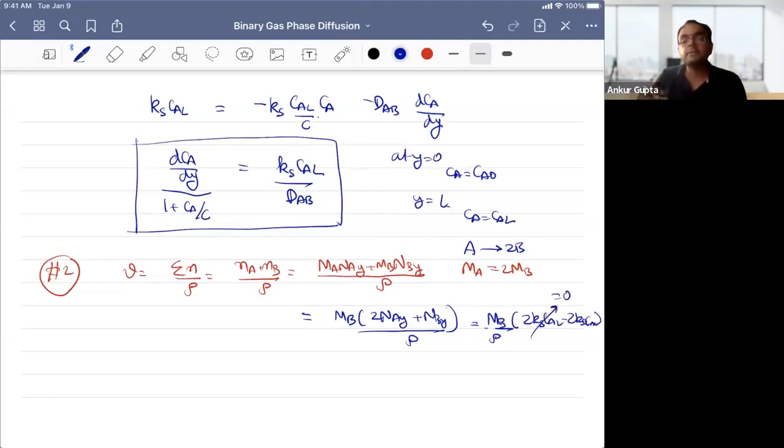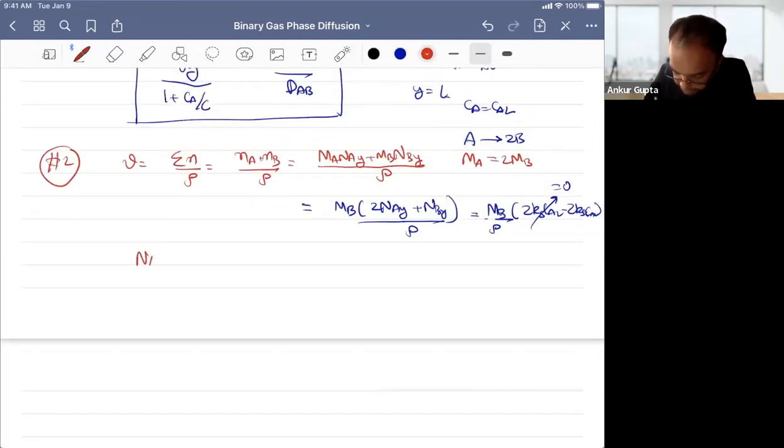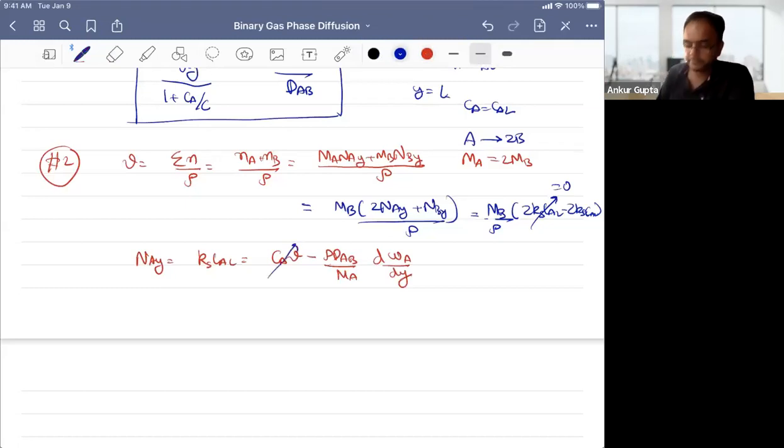So my mass average velocity is actually 0. So what does that mean for now our flux value? So we say, well, my N_A,y is equal to K_s c_A v minus rho D_AB by M_A, d omega_A by dy, and this value goes to 0. So amazingly now this goes to 0.